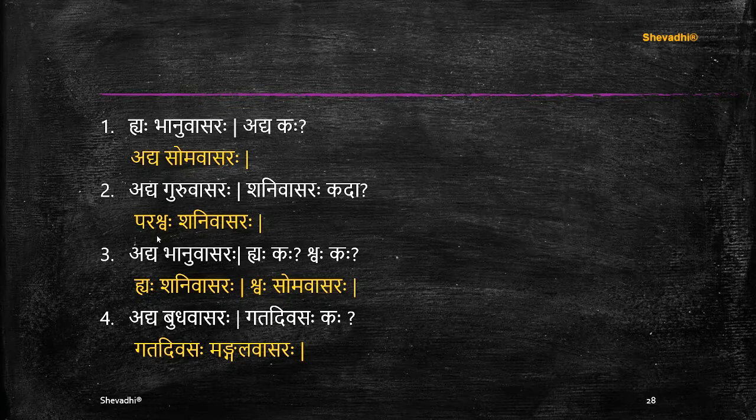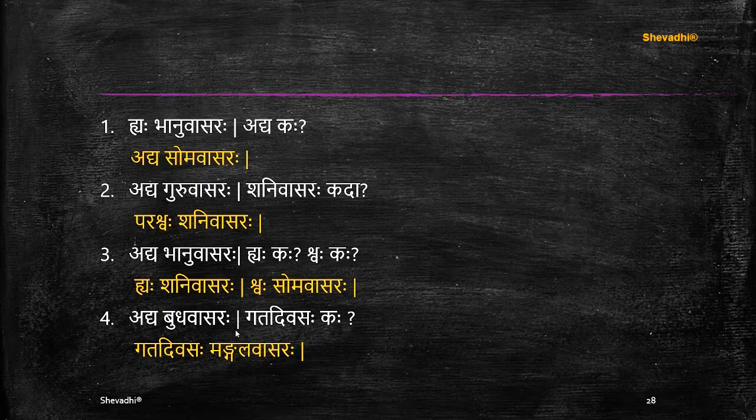Look at the question given. It is अद्य, and then what is the day that they are asking about. You write it down or count with your fingers, and then use the appropriate ह्यः or श्वः, whichever direction you are going, and then frame the sentence: परश्वः शनिवासरः. अद्य भानुवासरः, ह्यः कः, श्वः कः. It is asking for both: if today is Sunday, what is yesterday and what is tomorrow. You just have to remember ह्यः is for yesterday and श्वः is for tomorrow, so that your answers will be right. Today is भानुवासरः, so ह्यः शनिवासरः and श्वः सोमवासरः.